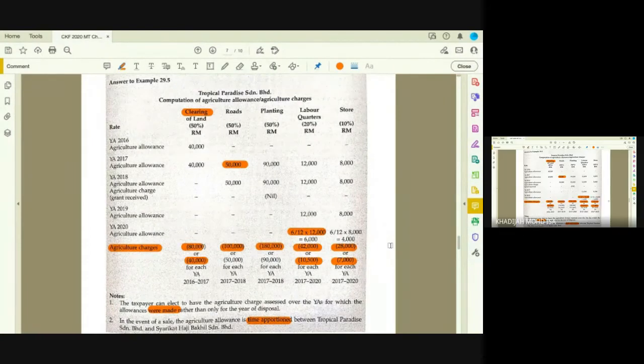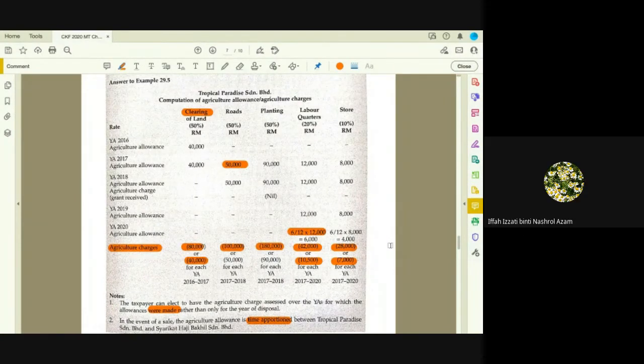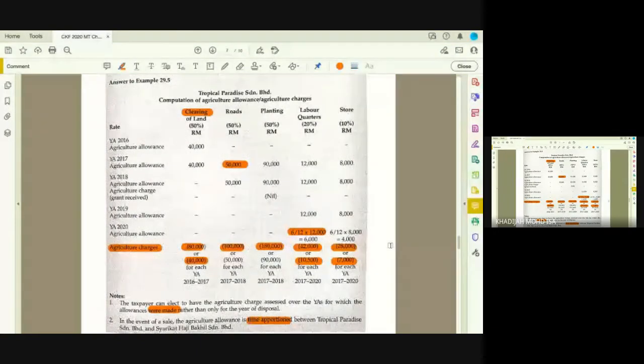Other question? Madam, I would like to ask. Yes. Actually, I didn't really understand when we want to use the spread back. When you want to use the spread back, number one is that when there's a disposal of the asset within 5 years. So you're going to treat that as agriculture charges. Is that clear? Yes. Okay. So what do you mean by agriculture charge?